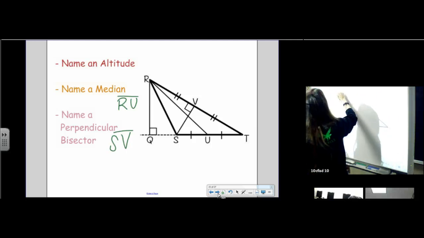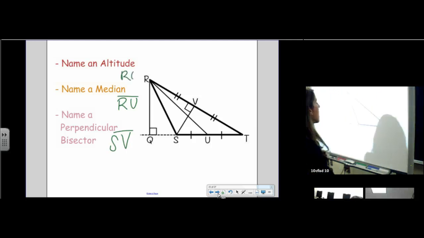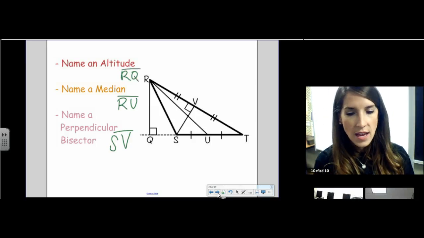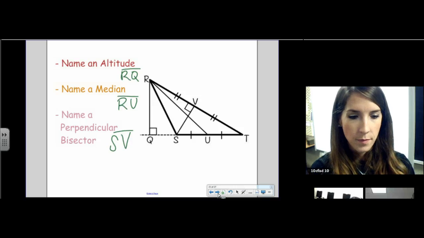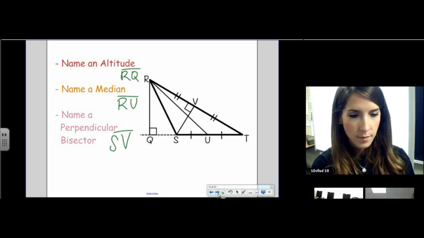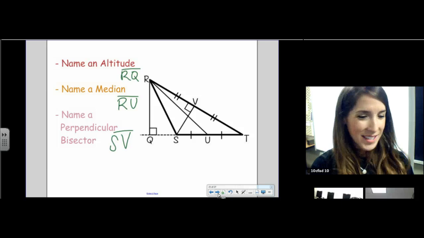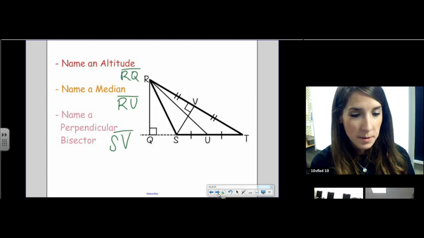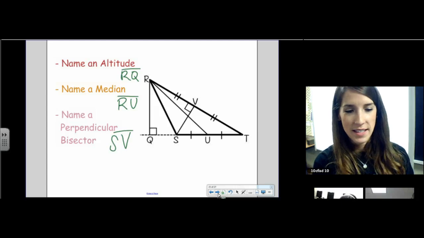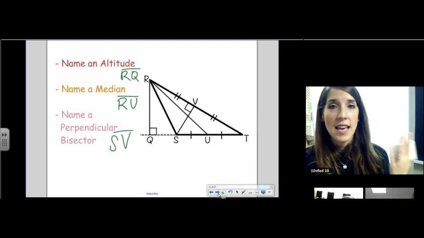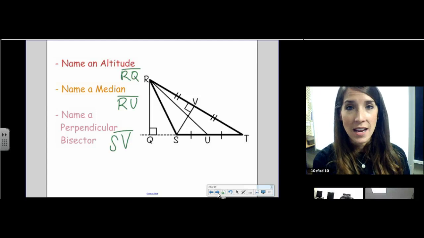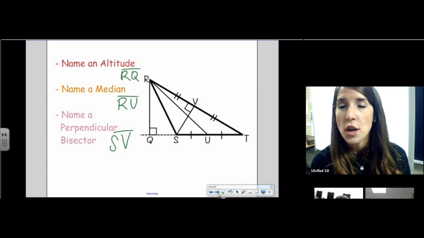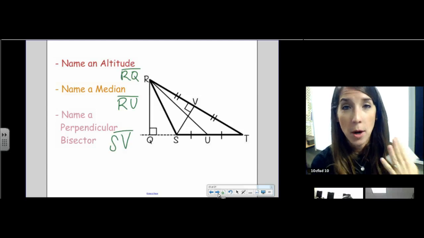Yes, the altitude is RQ. Now, could I have put that the altitude is SV? Is SV an altitude? Yes? So, no, you weren't supposed to answer it, but you did answer it. So anyways, SV is an altitude, but it's also a median. And when something is an altitude and it's a median, you don't call it an altitude, you don't call it a median, you call it a perpendicular bisector.